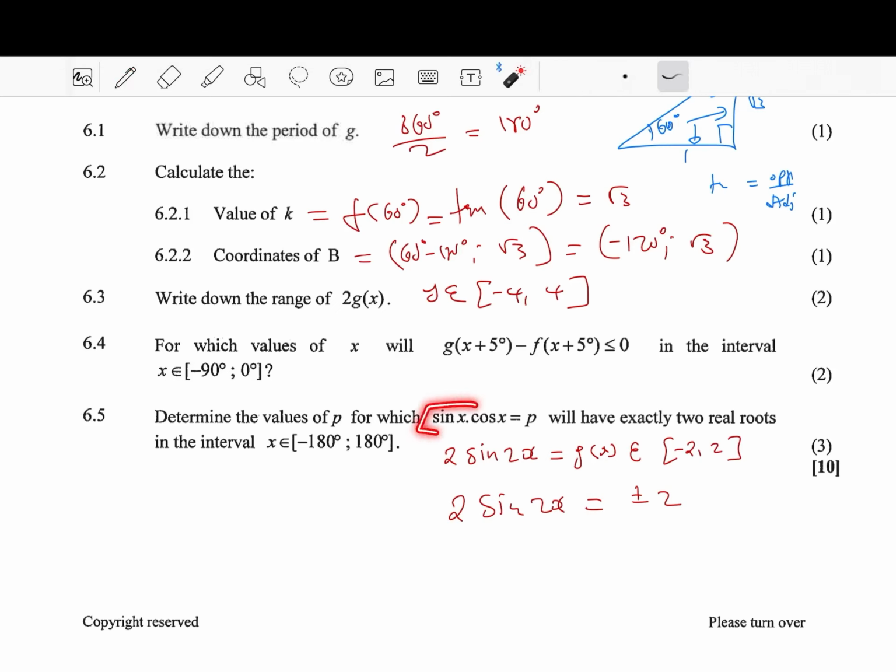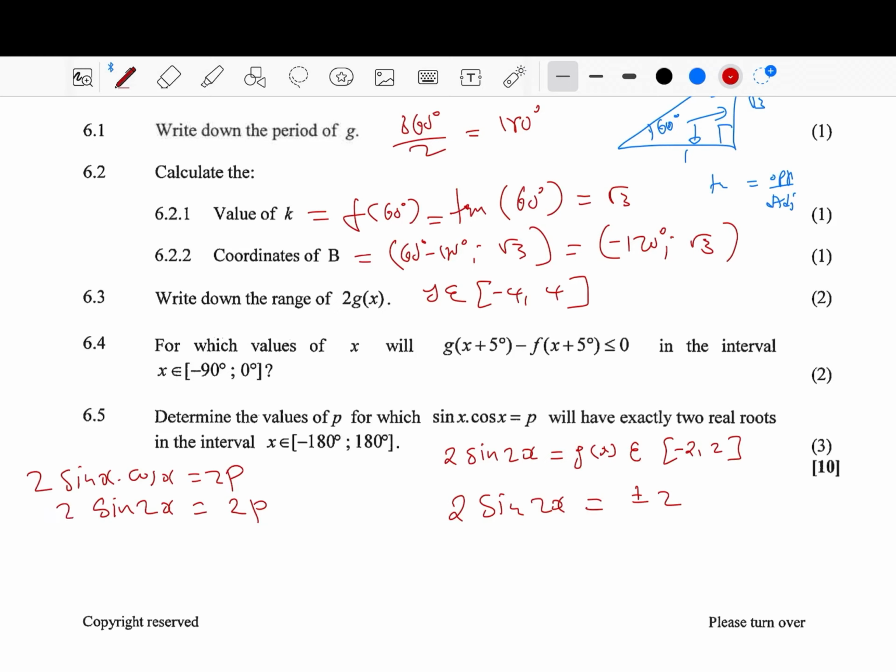Now, they want us to find P such that there are exactly 2 real roots in the interval. So how do we associate these two? You see already that you have sine x cos x is equal to P. If you times it by 2 on both sides, you have 2 sine x cos x equal to 2p. And we know that 2 sine x cos x is equal to sine 2x. So sine 2x is equal to 2p.